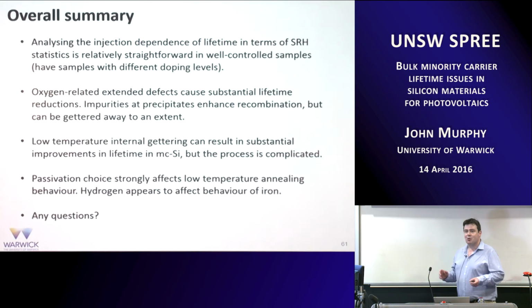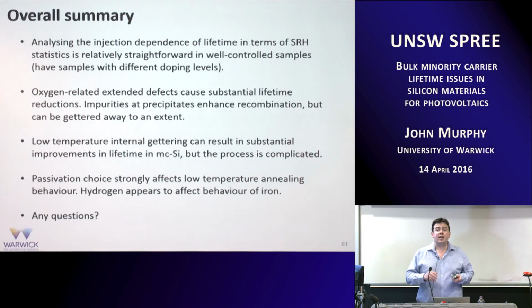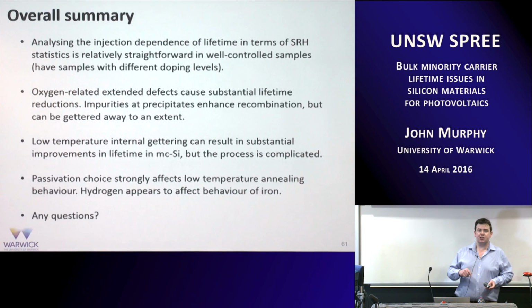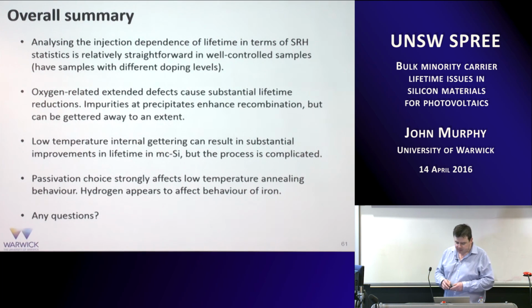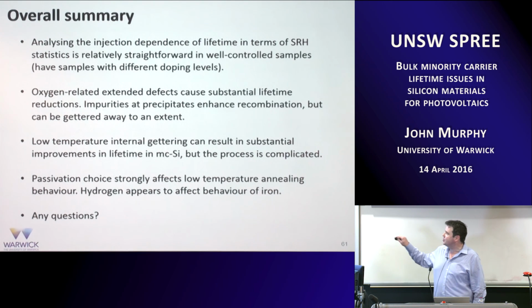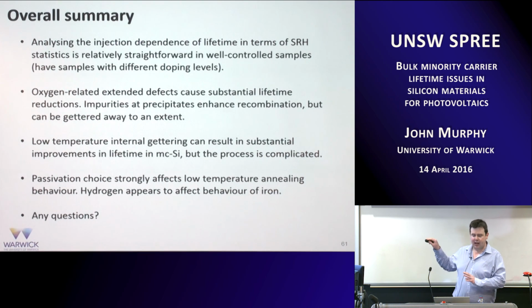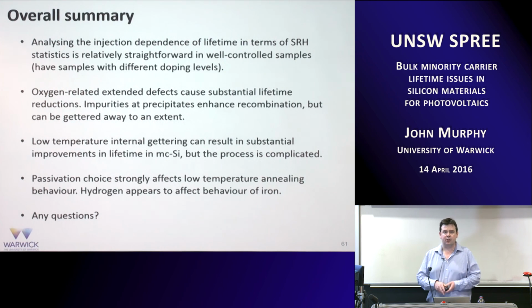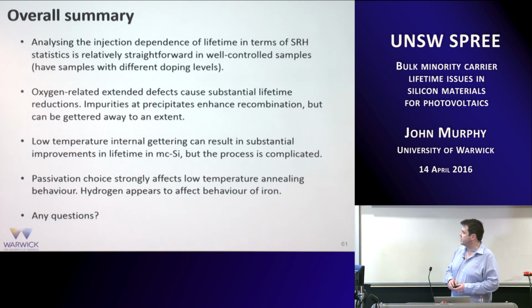So in summary, lifetime's important. Give it a go. Give the injection-dependent measurements a go. Try analysing lifetime as a function of n over p and not just delta n. Oxide precipitates are important, as well as the boron-oxygen defect. Low temperature gettering is complicated, but can, in as-grown material, give rise to a substantial improvement in lifetime. And be careful with passivation. The devil's in the detail on that. The different passivation types for internal gettering make a huge effect.